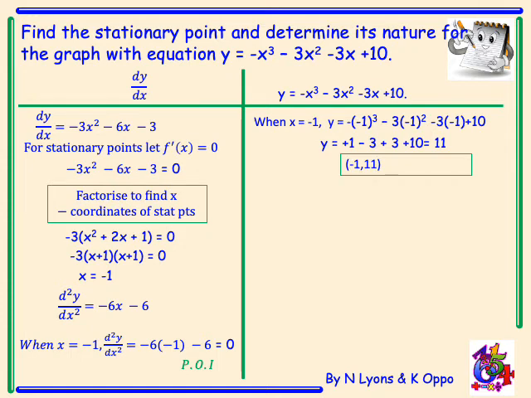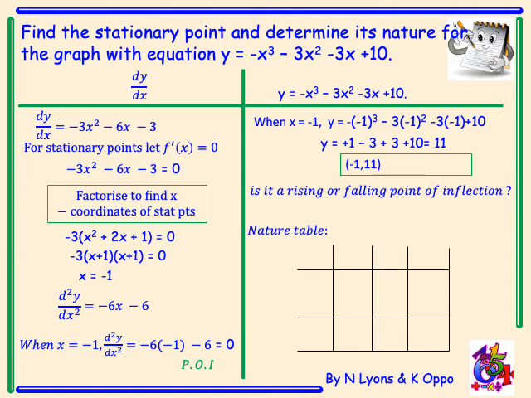Now that tells me I have a turning point at minus 1, 11. But what is that turning point? Is it a rising or a falling point of inflection? So to work out the nature of my turning point, I'm going to use a nature table.